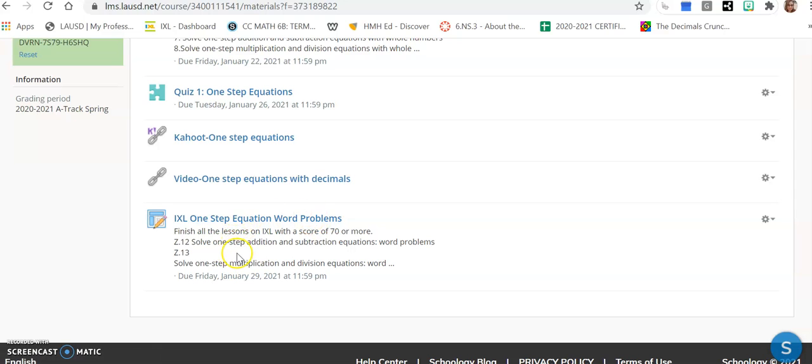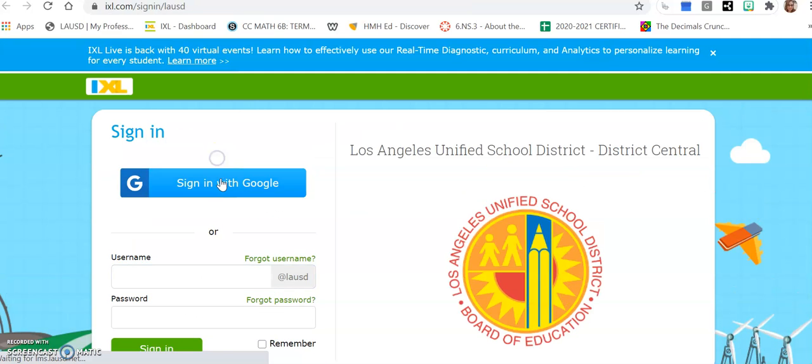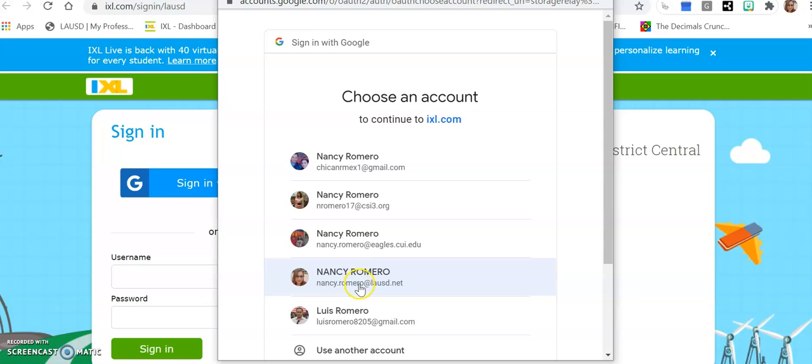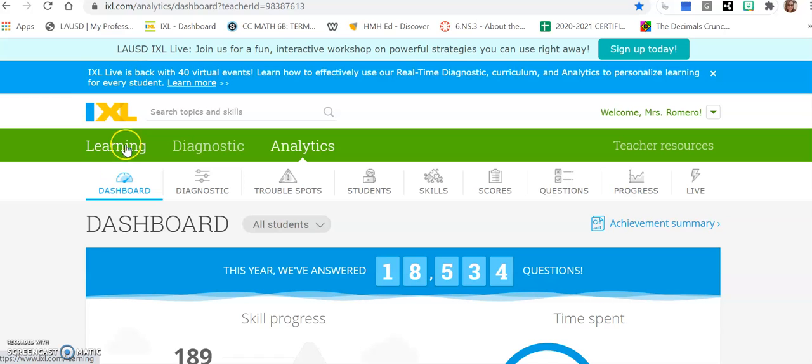So your classwork is to finish these 2 lessons. Notice that I have the numbers here. It's Z.12, one-step addition and subtraction equations word problems, and then Z.13, which is one-step multiplication and division equations, also word problems. Now when we click here, you're going to notice that it says click to join IXL. You're going to click, and then go in through your Google, your LAUSD email, and it's going to take you to this page.